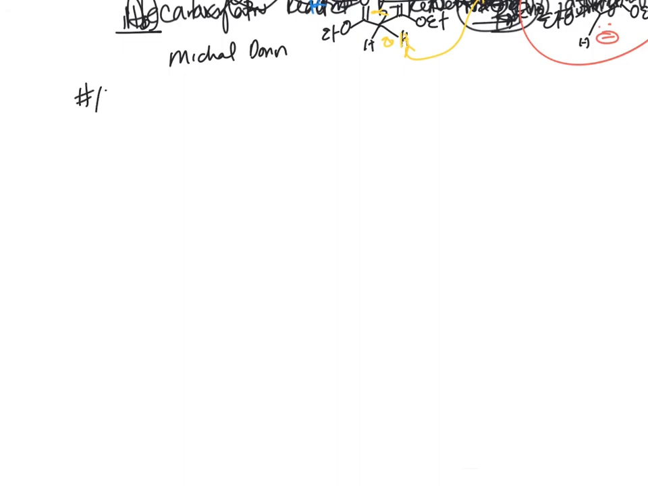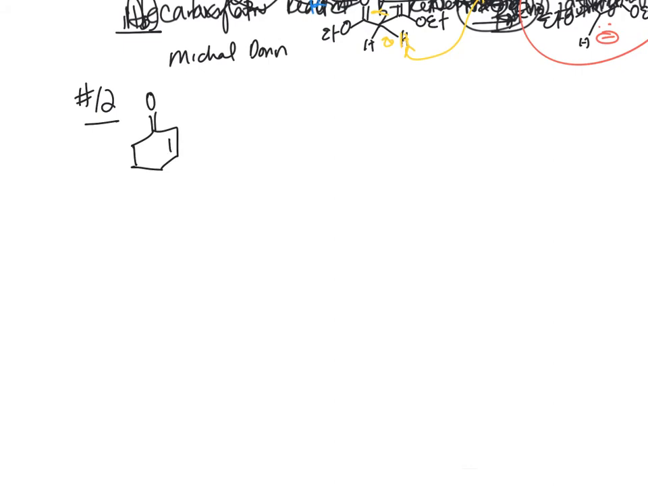So number 12, draw the products for each of the following Michael addition reactions. Recall that H3O plus and heat result in hydrolysis and decarboxylation. All right, so we have this alpha beta unsaturated ketone.